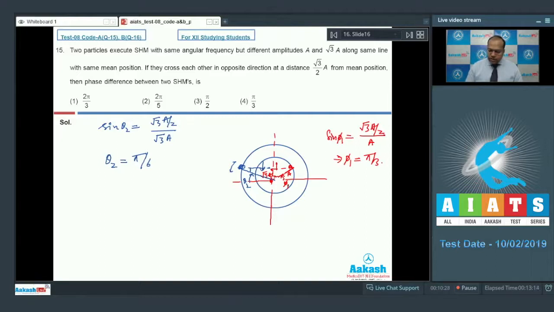If this is 30 degree, then the phase angle phi 2 can be written as 5 pi by 6. So the phase difference phi is equal to phi 2 minus phi 1, that is 5 pi by 6 minus pi by 3. If I solve this, it comes out to be pi by 2. So option 3 is the correct answer. Let's move to question number 16.